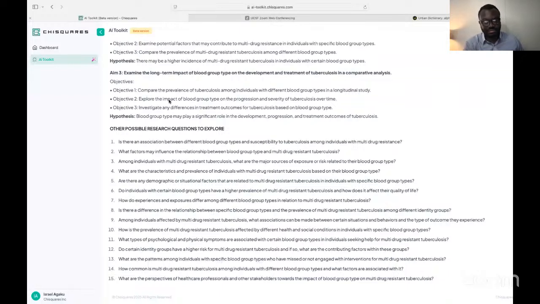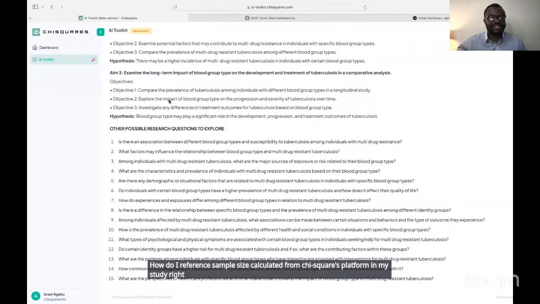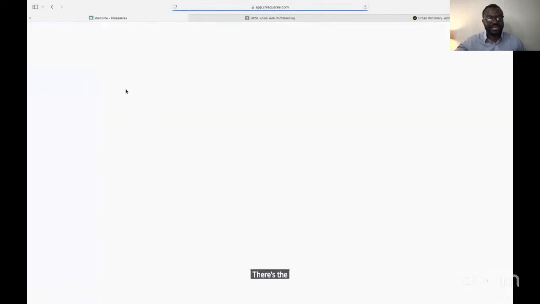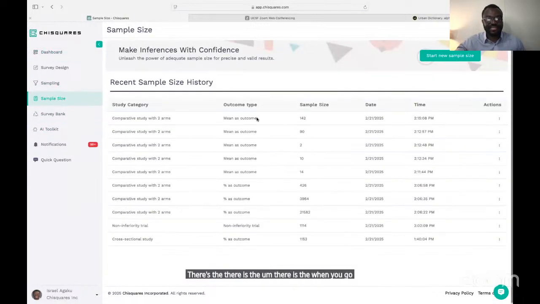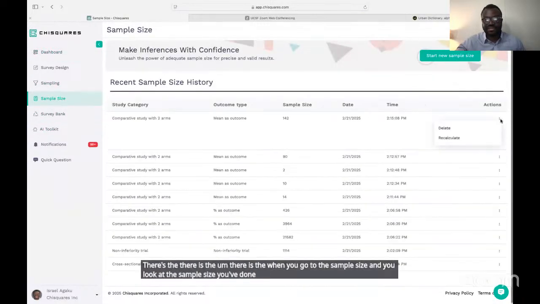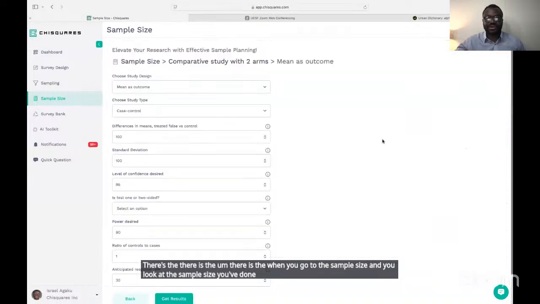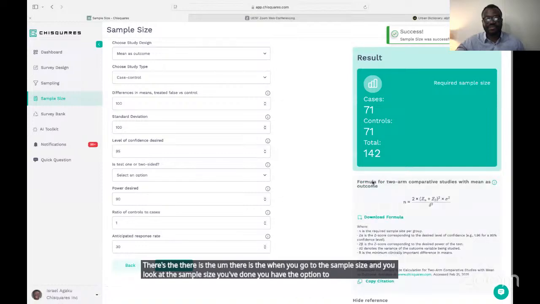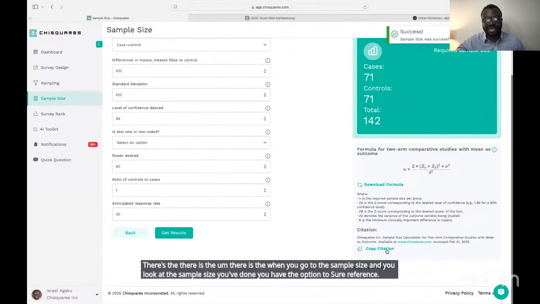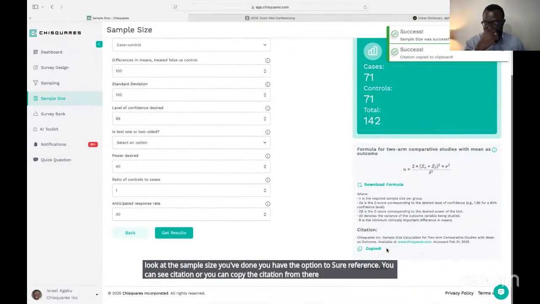How do I reference the sample size calculated from the Chisquares platform in my study? When you go to the sample size and you look at the sample size you've done, you have the option to show reference. You can see the citation and you can copy the citation from there.